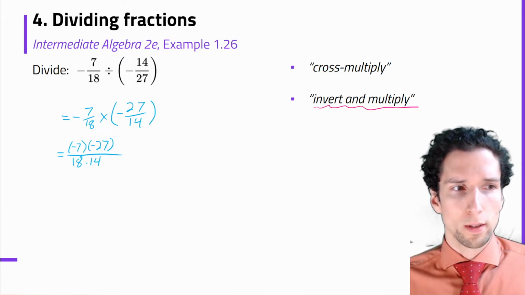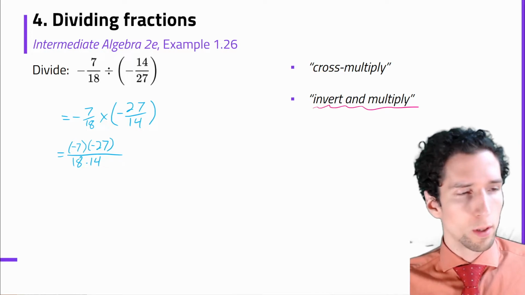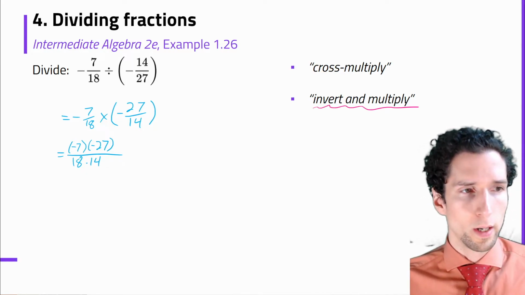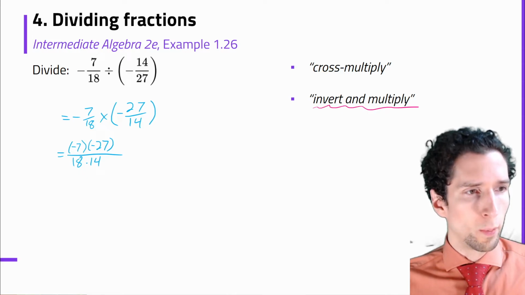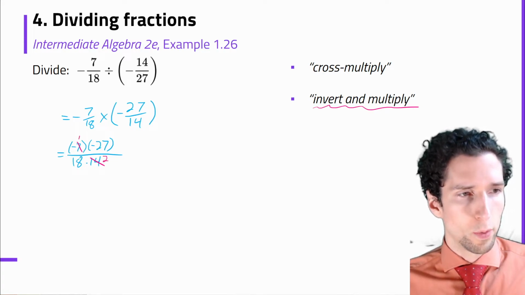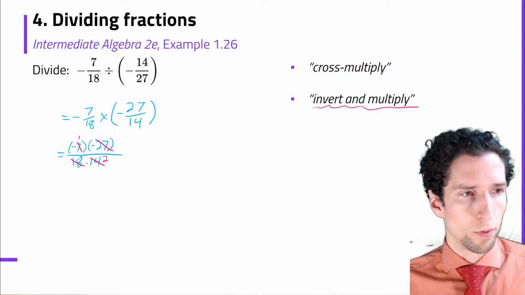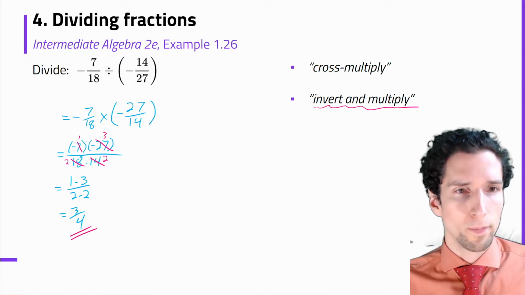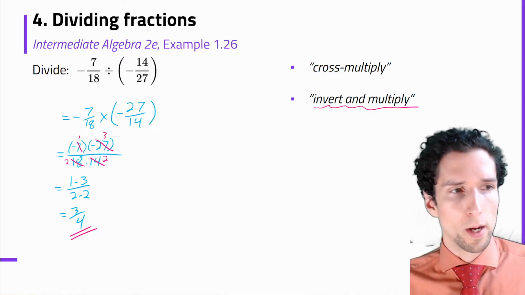But why not simplify first before we do the multiplication and then have to simplify afterward? Here it's a little easier to see. We have a 7 on the top and a 14 on the bottom, so that just simplifies to a 1 and a 2. And negative 27 and 18 here, so 27 over 18 is just 3 over 2, and the two negatives are canceling out here. So 1 times 3 over 2 times 2, so 3 over 4. There's our solution. So invert and multiply is the process here.